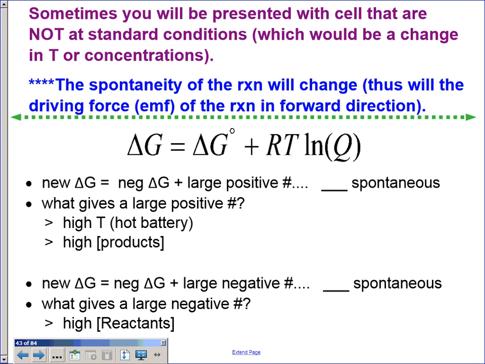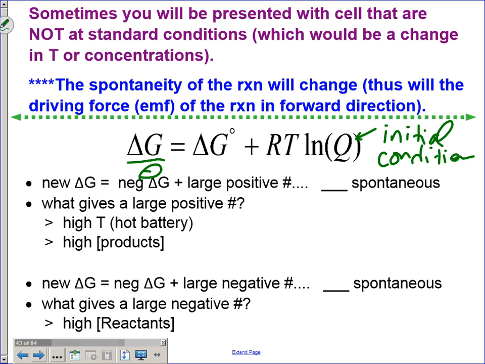If you have to calculate a new delta G, notice I did not put the naught, meaning it's not standard. We will compare the Gibbs free energy to the original Gibbs free energy as it relates to the temperature and the equilibrium conditions, the initial conditions present. The initial conditions are generally non-equilibrium. That's where we label them Q and not K. Remember that?